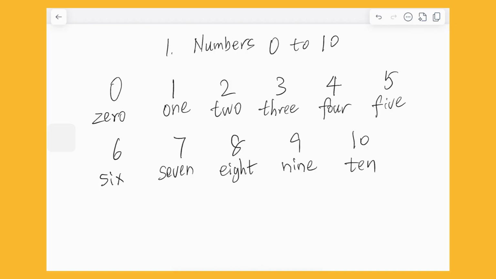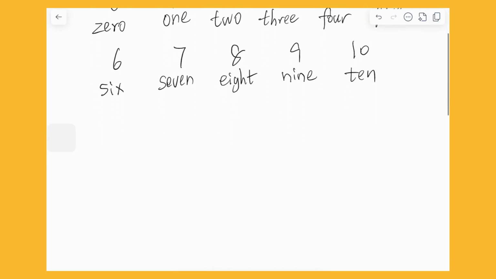Okay, so here's the numbers 0 to 10 that you can count everything around your room, in your house, and you can start counting anything by practicing it. Okay, so now let's talk our second topic here. So number bonds.